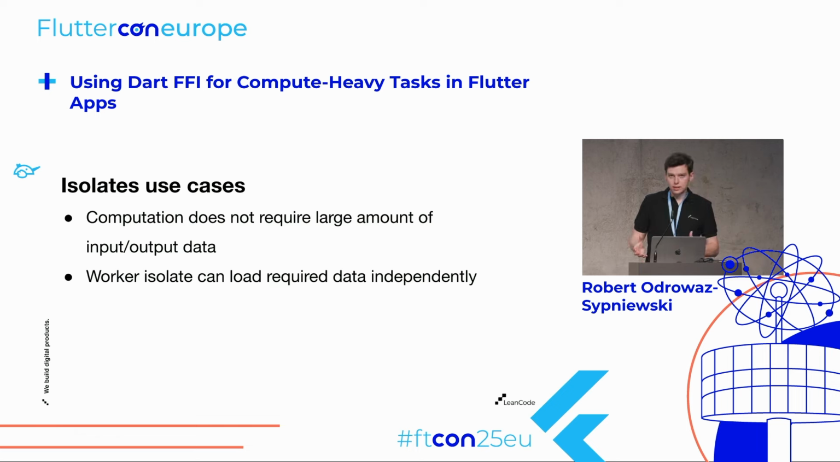Of course, there are use cases where multi-threading in pure Dart with isolates does make sense, and those cases are: we either have a little amount of data that needs to be passed, and then we are making some kind of expensive computation, or the isolate can load this data on its own. So, for example, we want to decode an image from disk, and we can load this image directly from the phone memory or fetch it over the network.